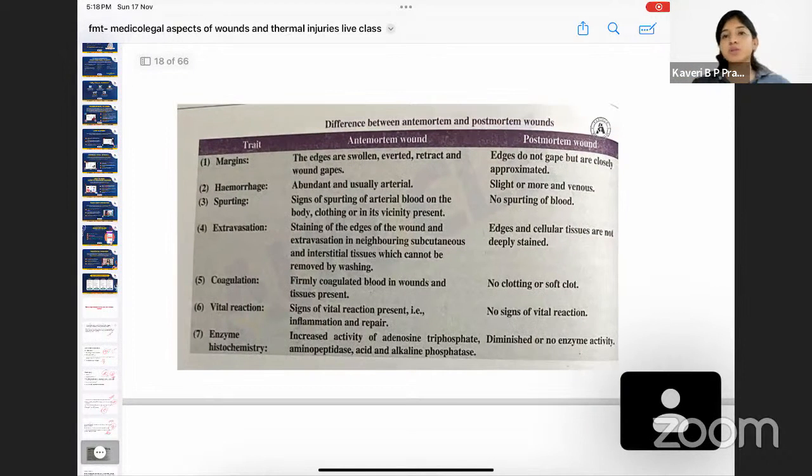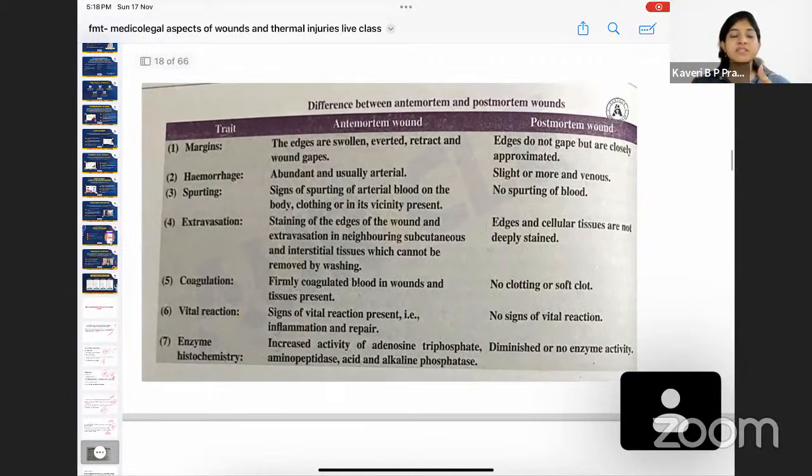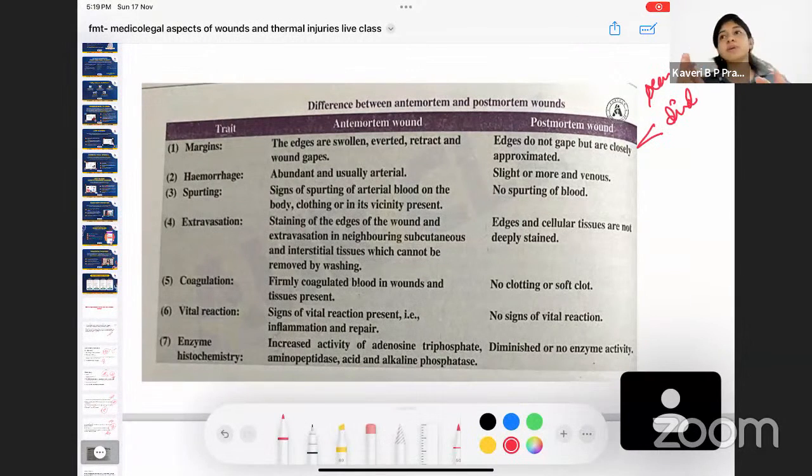Now, coming to post-mortem wound, because there's no active metabolism happening, all the functioning of the muscles is lost, because of which there won't be any retraction. In fact, when you look at the wound, it is going to be properly approximated. They're going to be near each other.